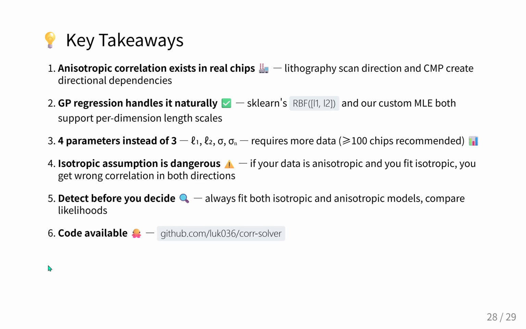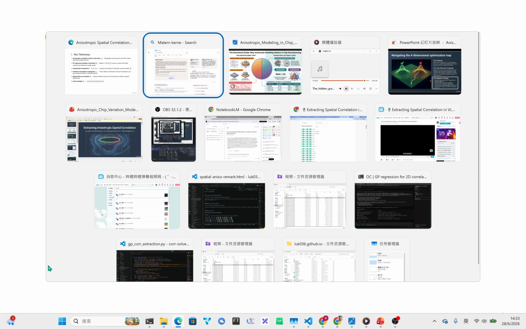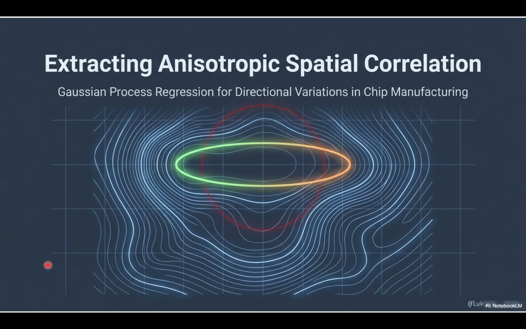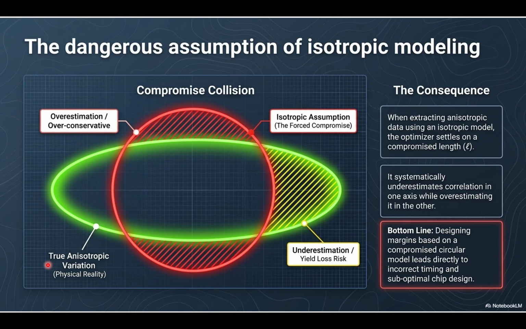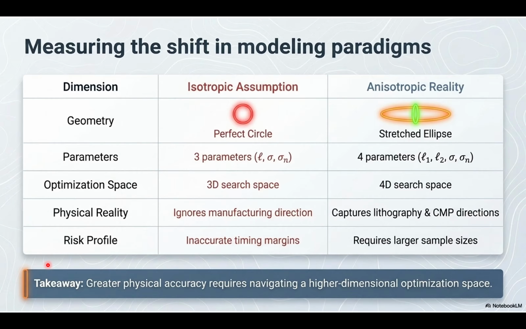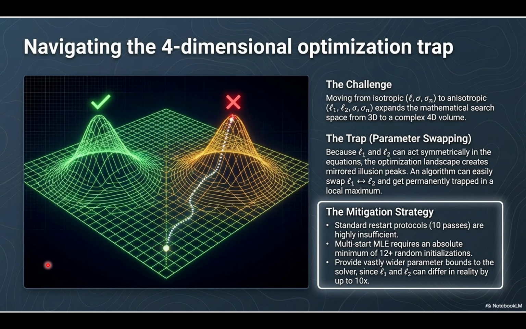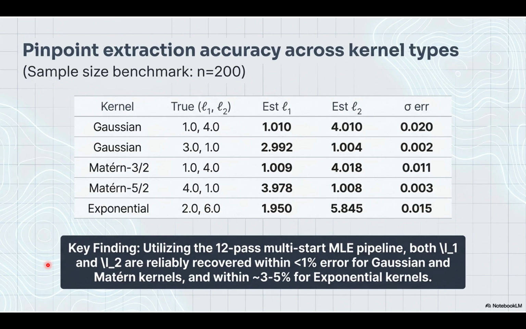If we retrace the journey we've taken today, we started by recognizing that physical constraints on the factory floor, the literal direction a scanner moves or a machine polishes a silicon wafer, create microscopic directional biases. Anisotropy. And we saw how ignoring that physical bias and assuming absolute uniformity leads to a phantom mathematical compromise that ruins chip yields. We explored how upgrading to a separable 4-parameter Gaussian process regression model fixes this. And we saw how the author rigorously verified that algorithm by reverse engineering ground truth data, with Cholesky decomposition ensuring it could find the hidden grain with less than 1% error.